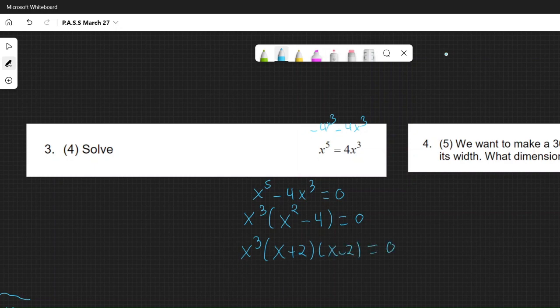And now we set each of these three things that are multiplied together equal to 0 to solve. So you have x cubed equals 0, cube root each of these. So x equals 0. Then we have x plus 2 equals 0, so x equals negative 2. And finally we have x minus 2 equals 0 and x equals 2. So these are our three answers here.